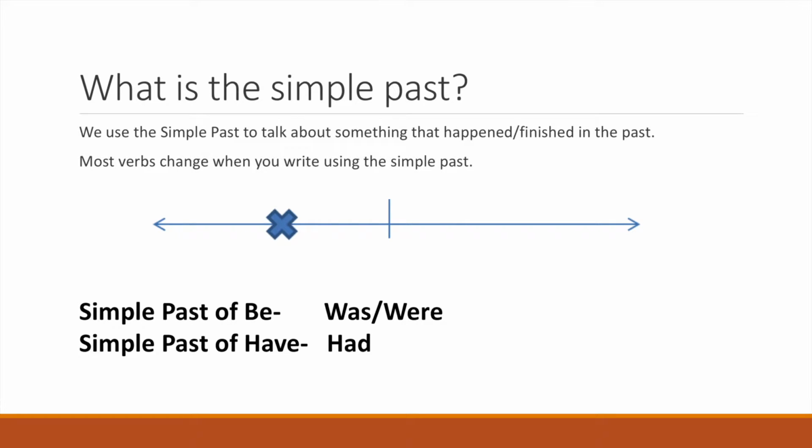The simple past in English is used to talk about something that happened in the past and is finished. When we use the simple past, most verbs change. For example, the be verb we know has two forms, was and were. In the past, have is written as had.